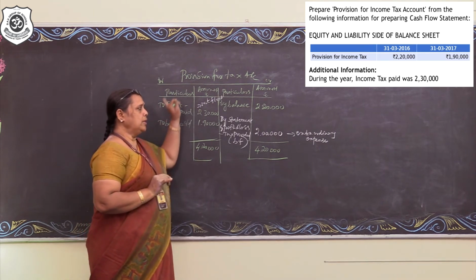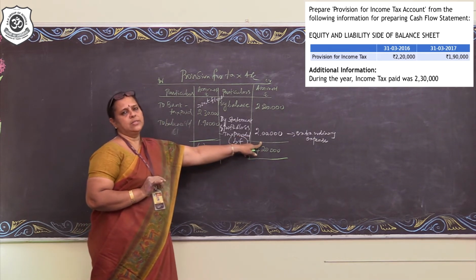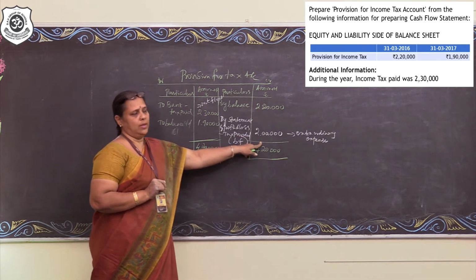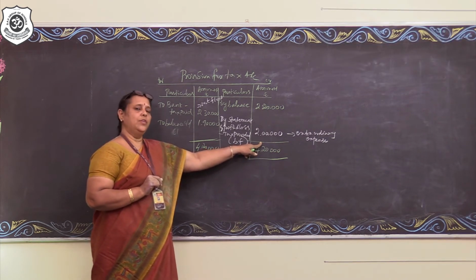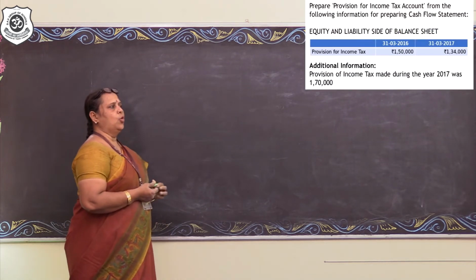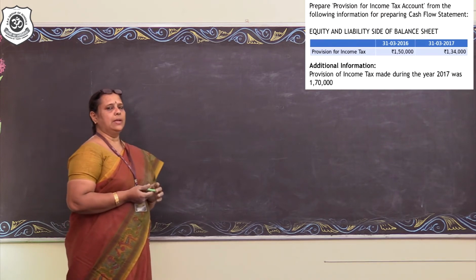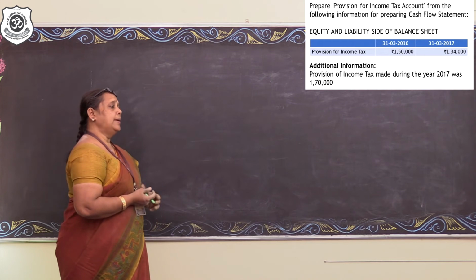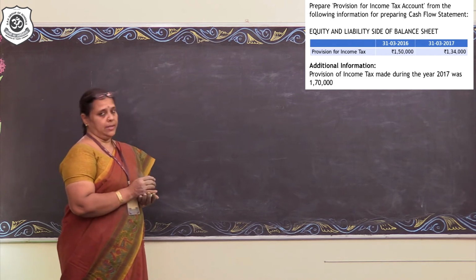Fine. So in this problem we understood how to find out the missing figure, which is tax provided during the year. Now we shall go to the next problem wherein we will be getting the missing figure as tax paid. So now in this question we have the opening balance to be 1,50,000 rupees, closing balance to be 1,34,000 rupees, and tax provided during the year is given to you as 1,70,000.